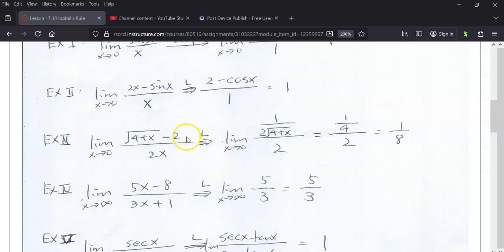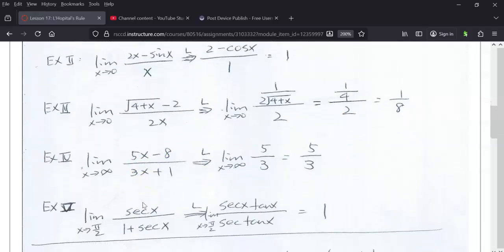So when you apply L'Hopital, you take the derivative of the top, you get 1 over 2 times the square root of 4 plus x, divided by the derivative of the denominator, which is 2. Now, if you go ahead and plug in 0 as x approaches 0 in this new function, you get 1 over 4 divided by 2, so equal to 1 over 8.